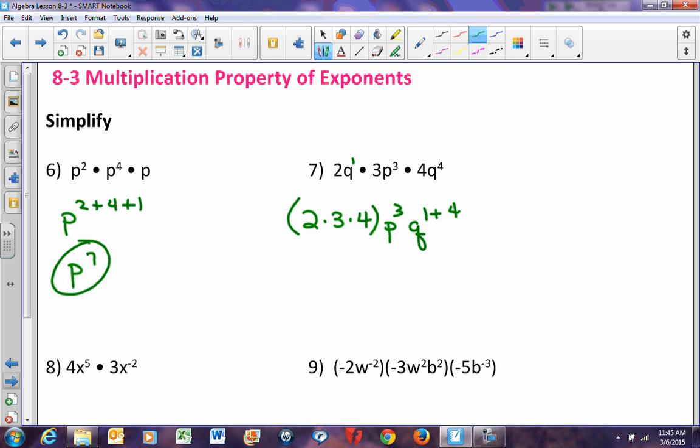So all I have done is multiply all my numbers together, because these particular numbers are not to a power. So I'm just going to multiply them like normal. And then I'm going to take my variables and make sure that I add my exponents, because I'm multiplying, and if you multiply something, you add the exponents. So 2 times 3 is 6, 6 times 4 is 24, so this becomes 24, p to the 3rd, q to the 5th. And that's as far as I can go with this, since I have no idea what the p's and the q's stand for. If I knew what they were, later on I could figure that out.